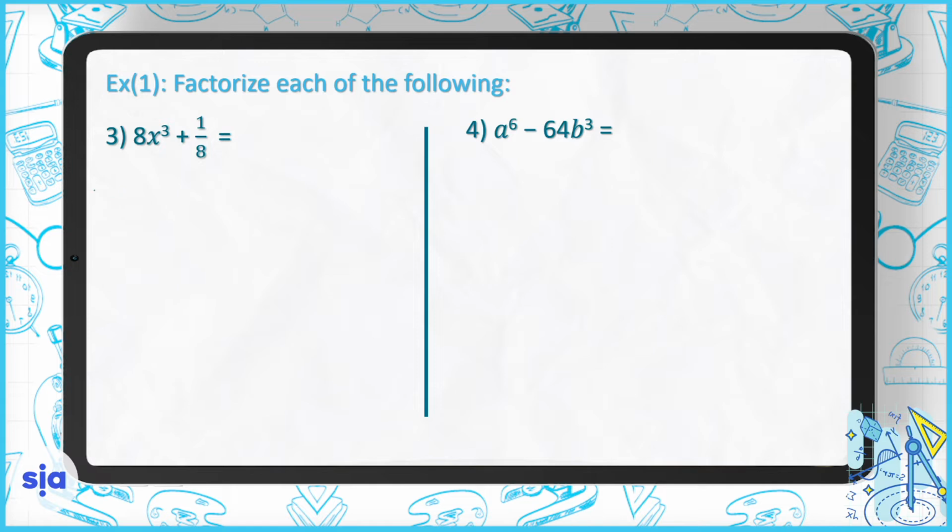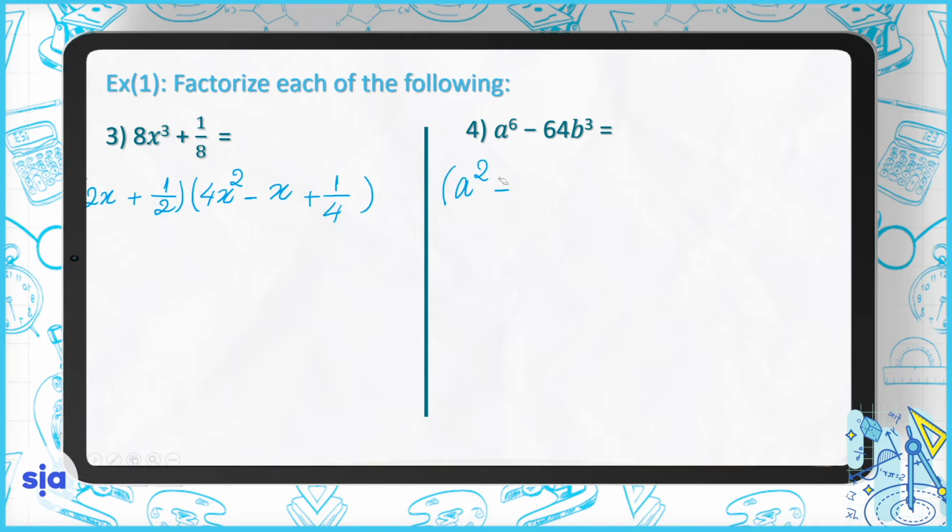Question 3. The cubic root of 8x cubed is 2x plus, so it's plus. The cubic root of 1 over 8 is 1 over 2. To get the bigger bracket, first times itself, 4x squared. We change the sign of the first bracket. We multiply half times 2x, which is x, and then half times half, this is a quarter.